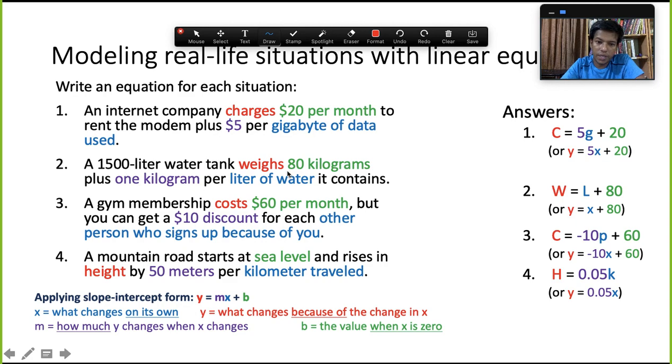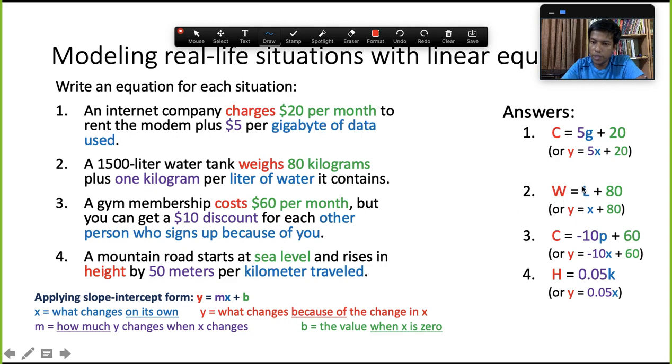1500 liter water tank weighs 80 kilograms plus 1 kilogram per liter of water it contains. So this 1500 liter is not playing any role here, because this is the size of the water tank. So this is the maximum value that it can fit. But the weight of the tank is 80 kilograms, so weight is there. Okay, weight is there. And 1 kilogram per liter of water.